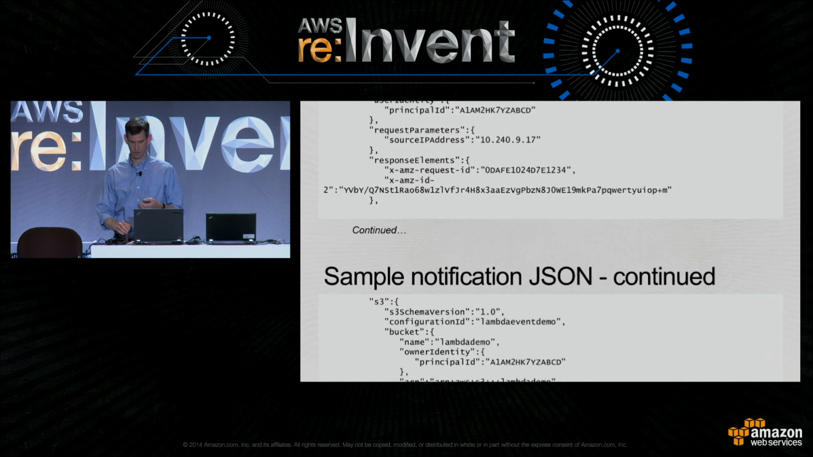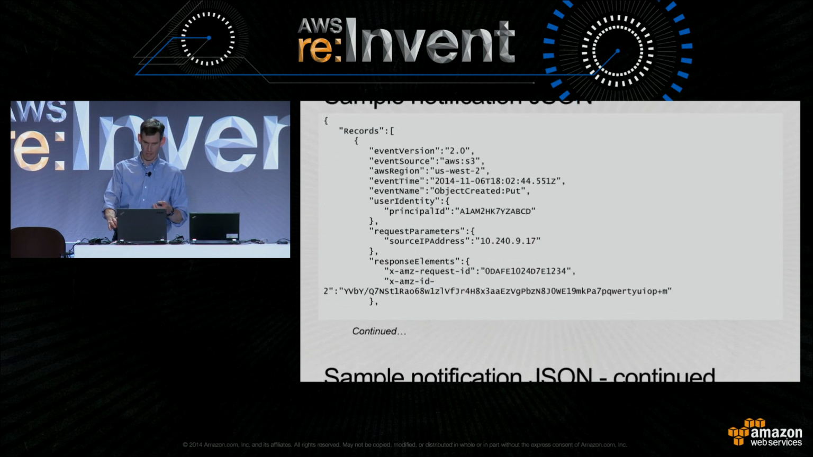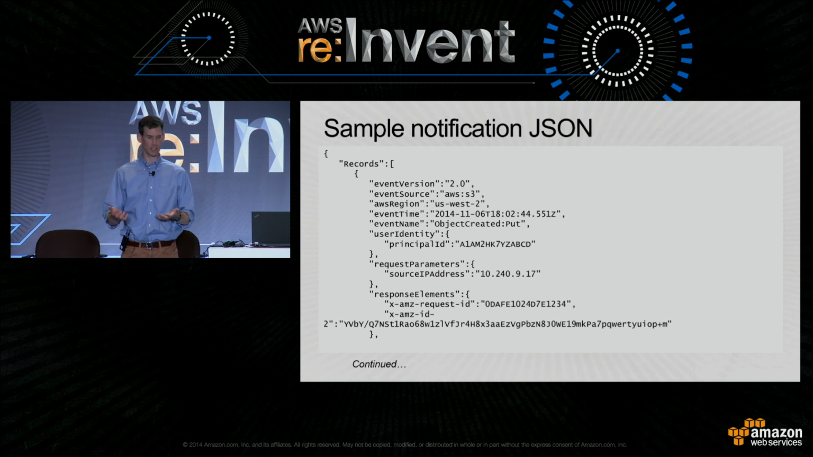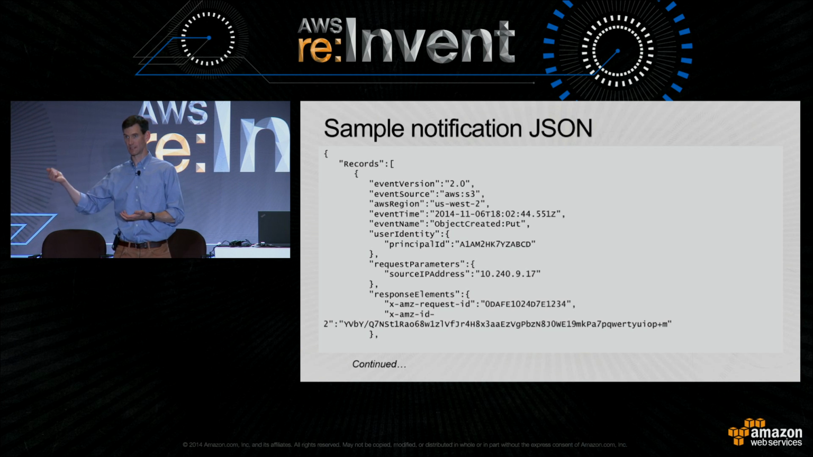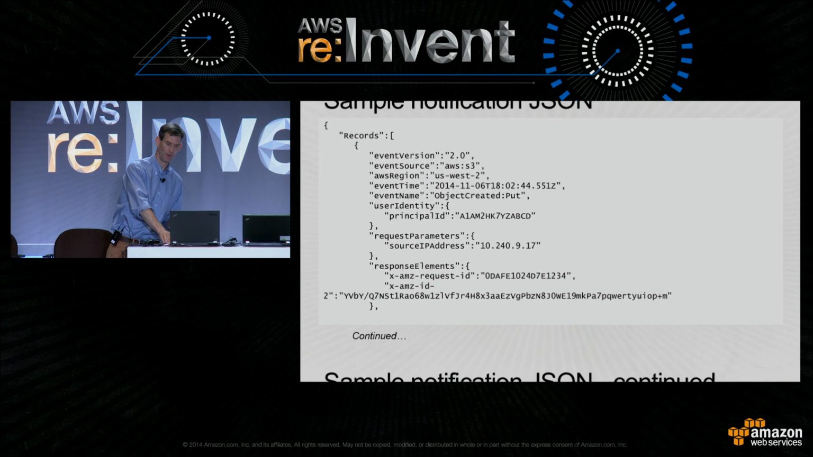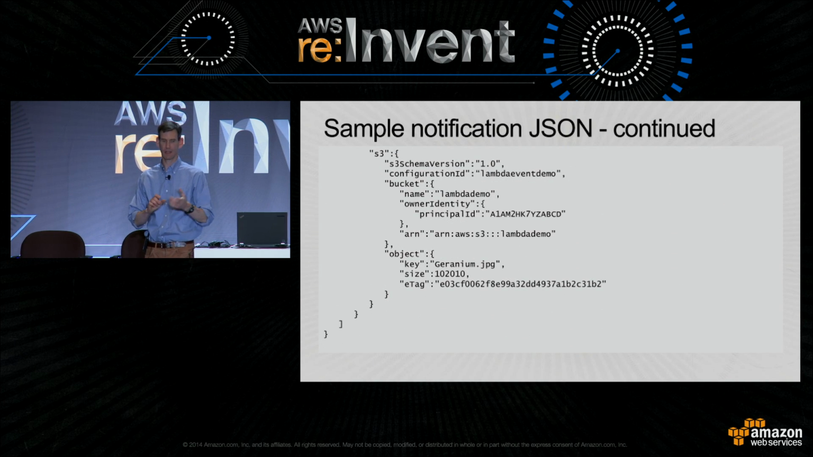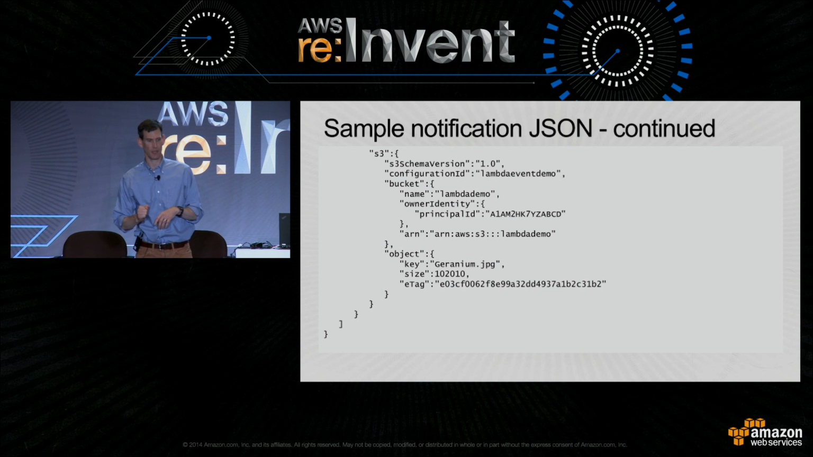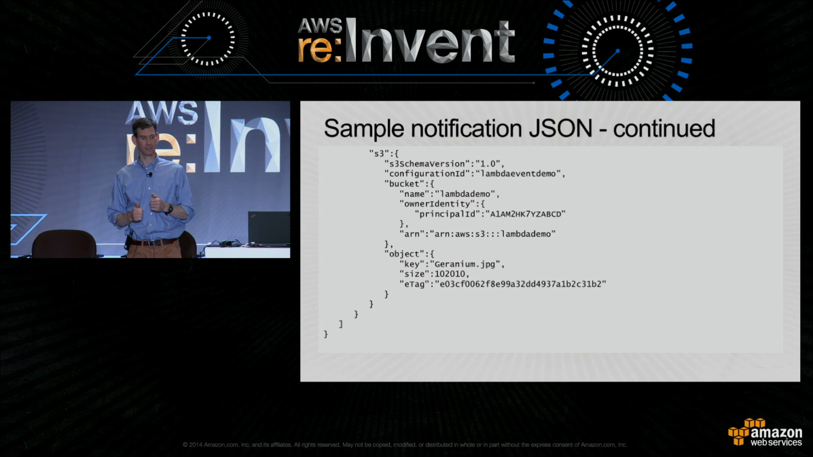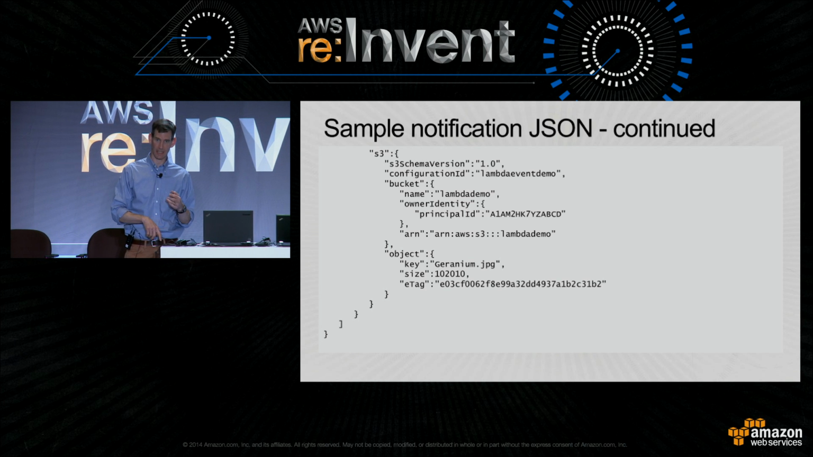So if you look here, we've got at the top some standard information about the event, what region it was in, what the event was. This is an object created put subtype. Some information about the request, the source IP address, some of the response header information. And then for S3, some of the more interesting information is in this S3 block. So we've got information about the bucket, what its name is, who its owner is, and the bucket ARN. We've got information about the object. So we've got the key, the size, and the E tag.